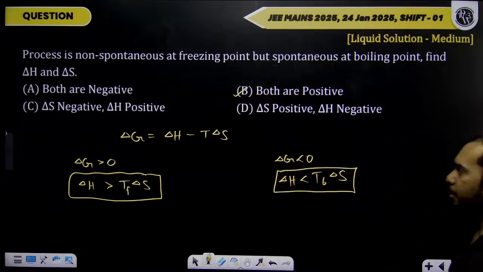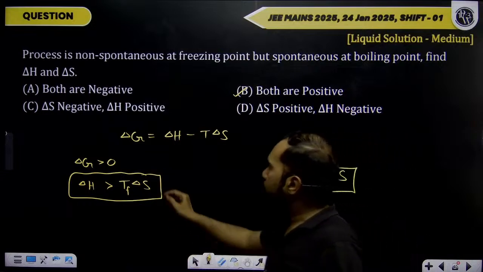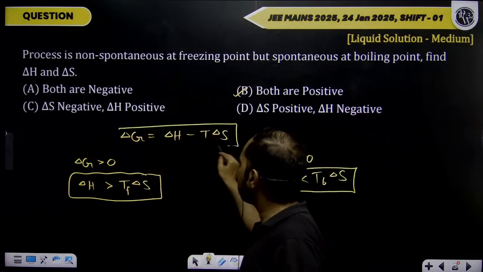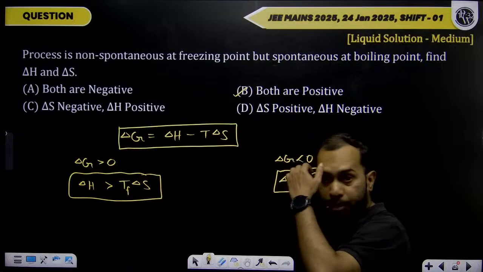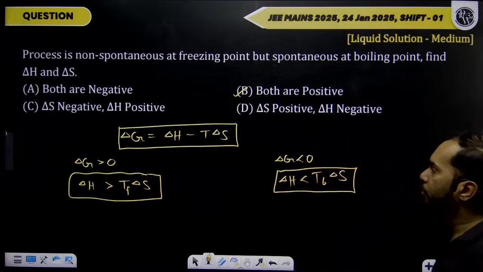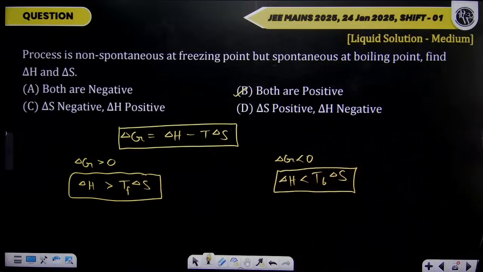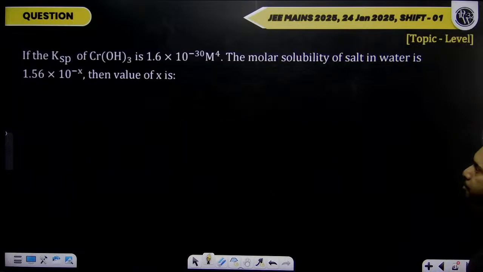Thermodynamics, very basic question. Delta G is equal to delta H minus T delta S. Yesterday also, based on this equation, one question was asked. So for the upcoming shifts also, this equation may be used in the questions, right? Okay. Moving to the next question.